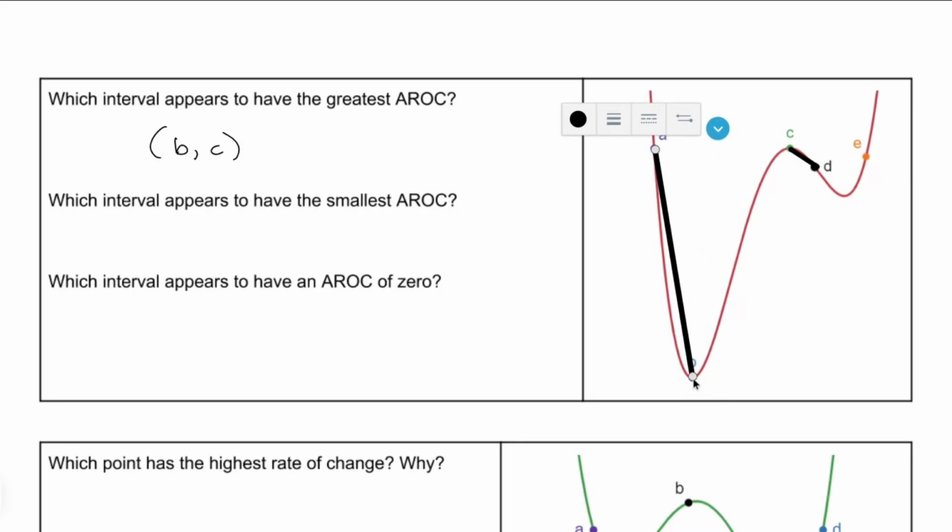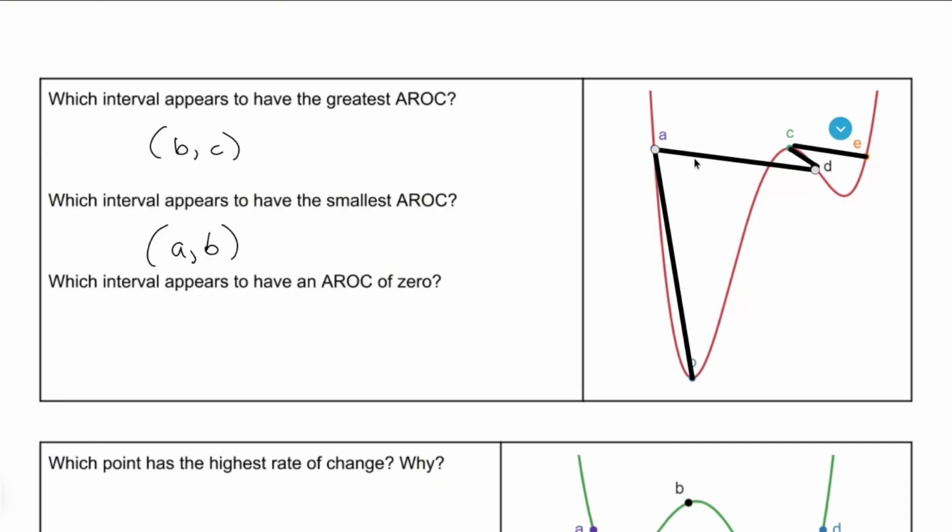Okay, so let's scooch that over there. Barely. A to E, I don't think so. C to E, very, very shallow, but I guess technically it's negative, so we can do it. But it's pretty obvious which is which. Okay, from C to E is barely anything. The steepest negative slope is going to be from A to B, so that's going to be our smallest average rate of change. Which interval or intervals appears to have an average rate of change of 0?